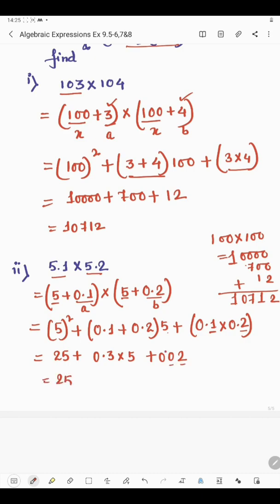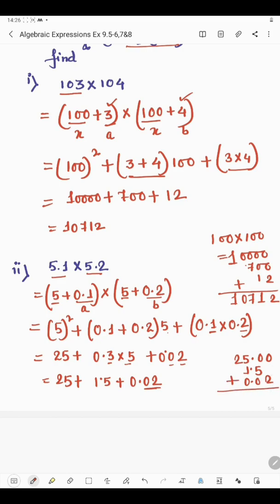Now 25 plus. Now 3 5s are 15. At first we will ignore the point. So 3 5s are 15. Now we can see decimal is after 1 digit. So we will put the point here, plus 0.02. Now we will add this all. So 25 can be written as 25.00 because here in decimal number 0.02 we have two places after decimal. That's why here we have put 00. Now we'll put 1.5 and then 0.02. Now we will add this all.